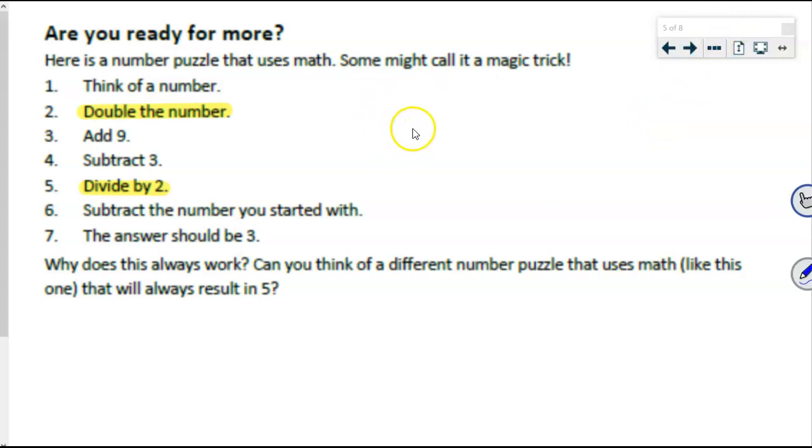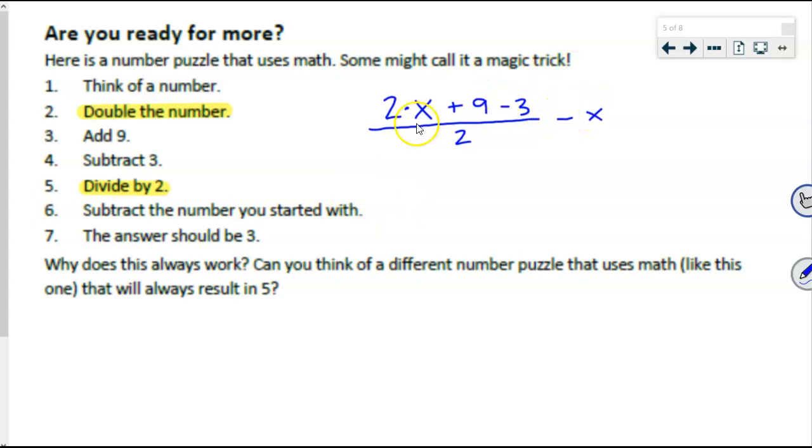Eyes on the screen. Think of a number. Everyone's going to come up with a different number, so we can use a variable to represent that. What's our first step? We double it, so we multiply by 2. Then we add 9. Then we subtract 3. And after all of those things have happened first, then I divide by 2. And then after I divide by 2, we subtract the number we started with. That number we started with is x.